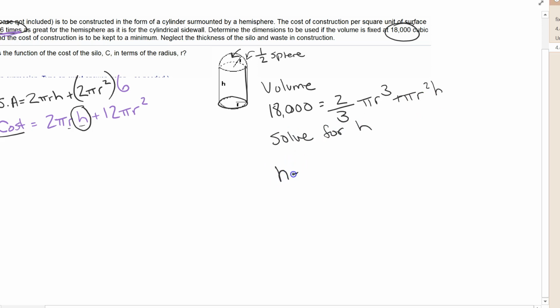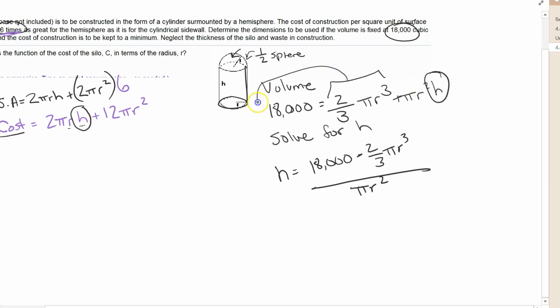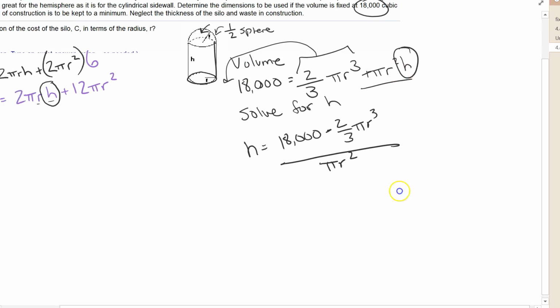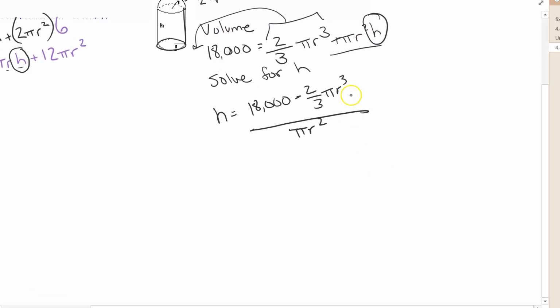I'm going to solve for h. When I solve for h, I get 18,000 minus 2/3 pi r cubed, all divided by pi r squared. Solve for that, move this term to the left-hand side, divide through by pi r squared. This doesn't look too pretty, so I can clean it up a little bit.